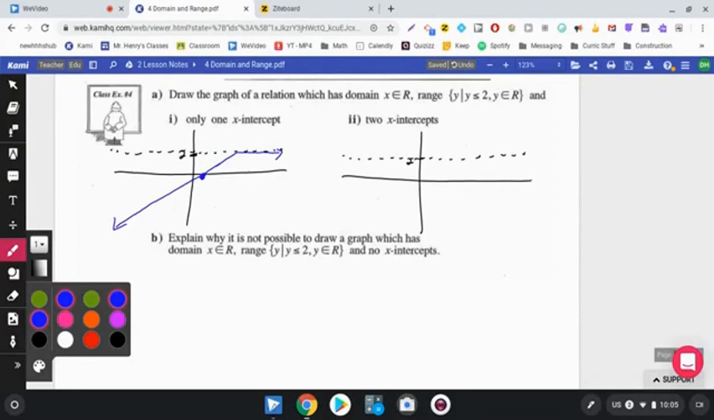Two x-intercepts, I think, is actually easier because I can go from that point down one way, down the other, throw some arrows on it. It's going sideways forever. There's my two x-intercepts. Okay.